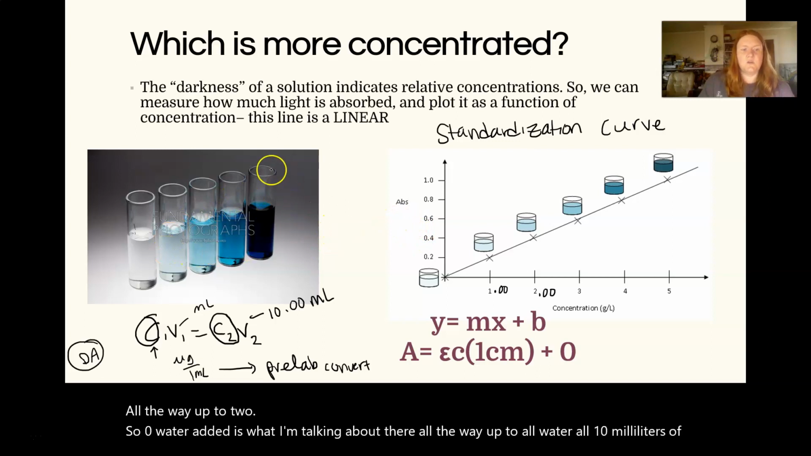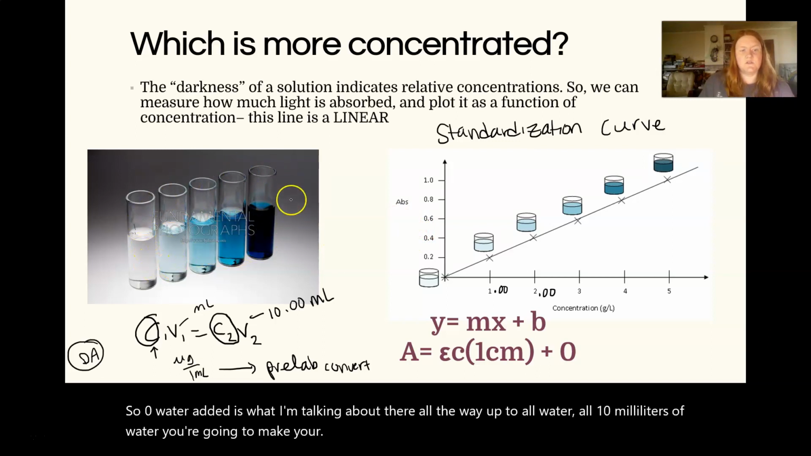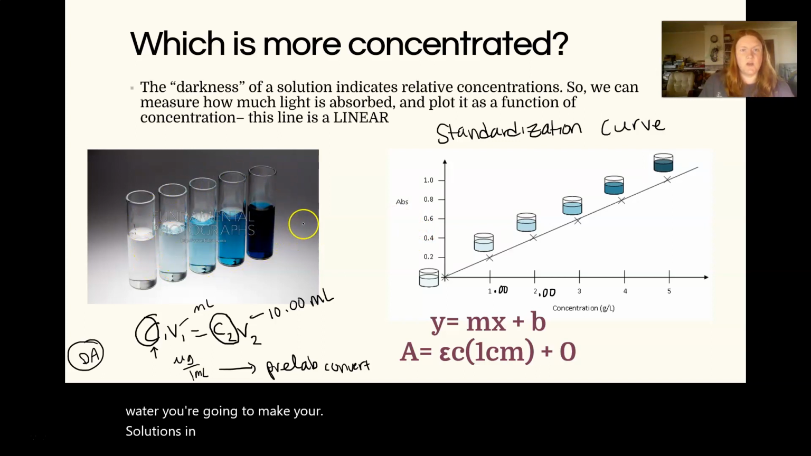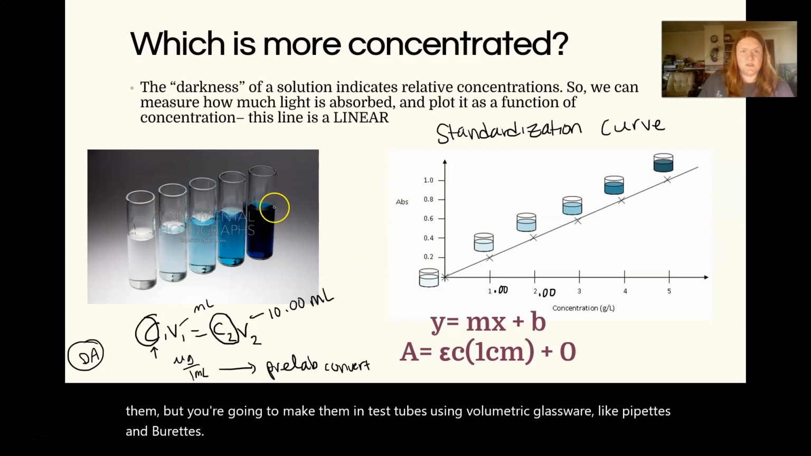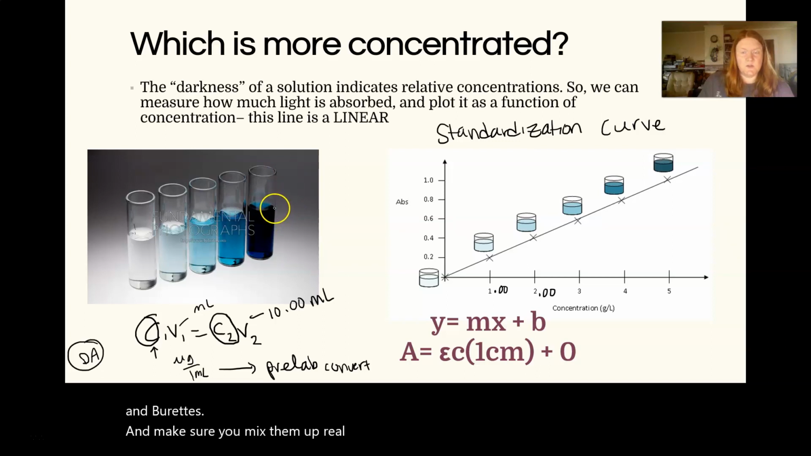You're going to make your solutions in test tubes. You're only doing red or blue in the lab. You're not doing both of them. But you're going to make them in test tubes using volumetric glassware like pipettes and burettes. And make sure you mix them up real well before you actually use them.